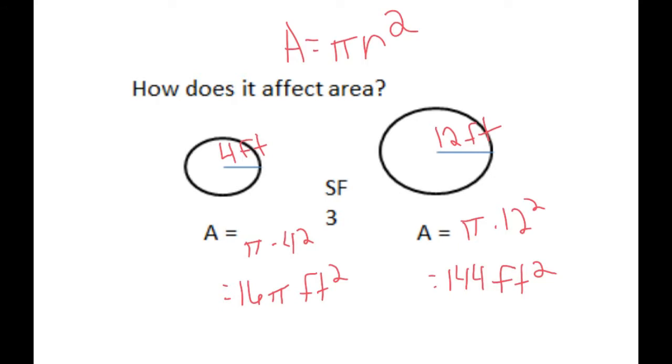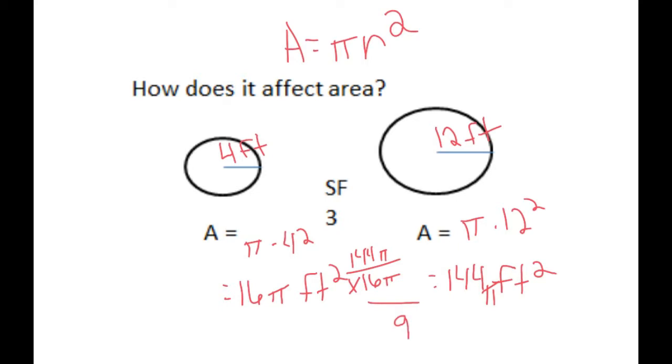We are going to compare the areas of the smaller circle and the larger circle and see if we can find a multiplier, and then look at how that multiplier compares to the scale factor we used on the radii. Let's start by trying the scale factor of 3. 16 pi times 3 would give me 48 pi, but my larger area is 144 pi, so we know that is not the multiplier that we need. So if we take 144 pi and divide it by 16 pi, we are going to get 9.